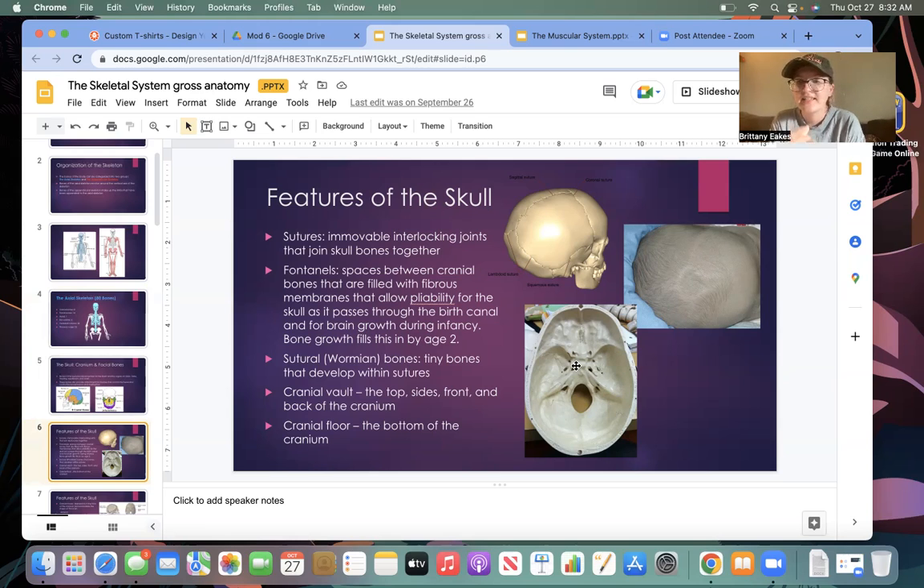And if you'll remember in class, I took the top of the skull off and showed you that. I wish I had it with me at home. It'd be easier to show this.